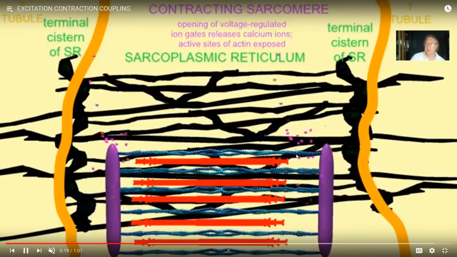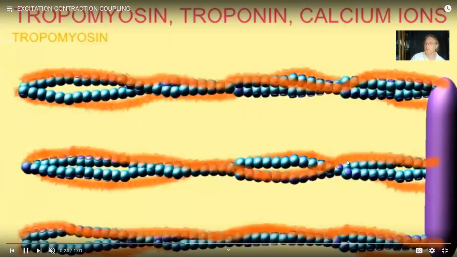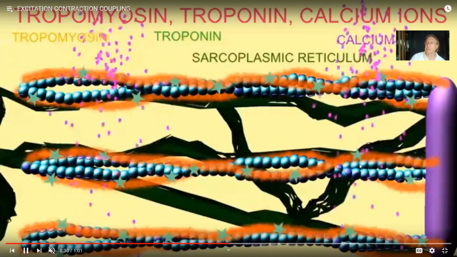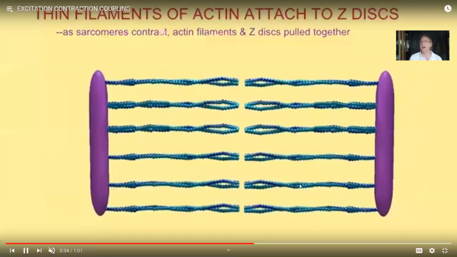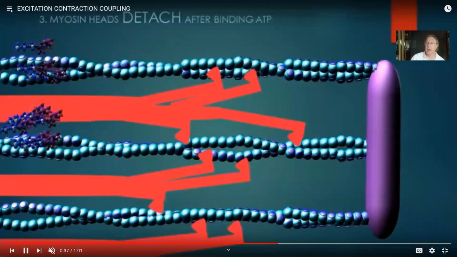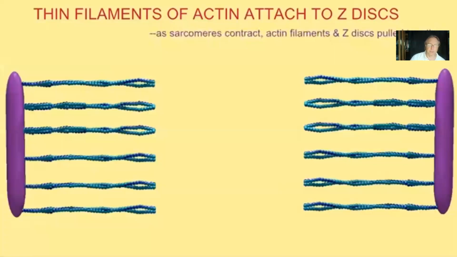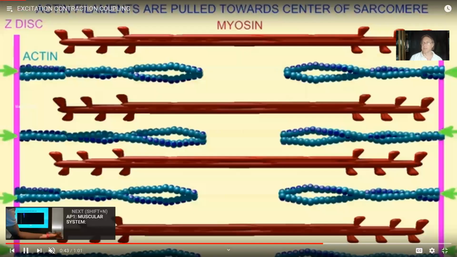Once calcium is released, the active sites of actin, these darker blue spots, are no longer covered by tropomyosin, because calcium binds to troponin, which moves tropomyosin out of the way. The active sites are now open, and the myosin heads can attach, pivot, detach, and return, and this results in the contraction of sarcomeres. And since muscle cells are made of sarcomeres, this then results in the contraction of muscle.